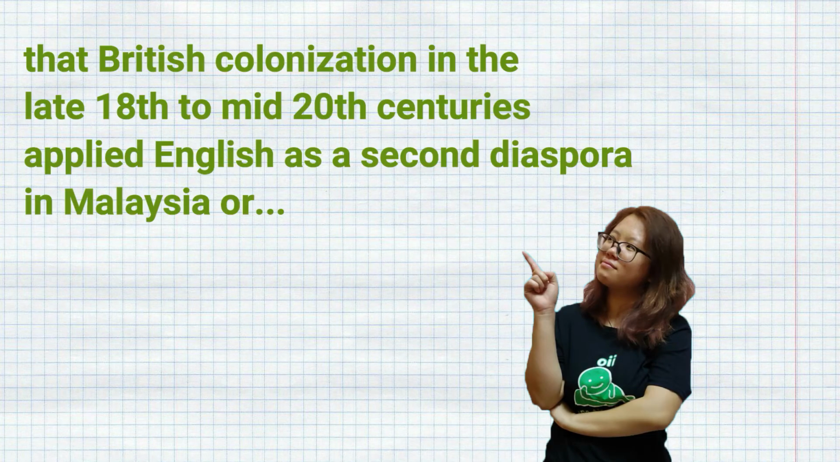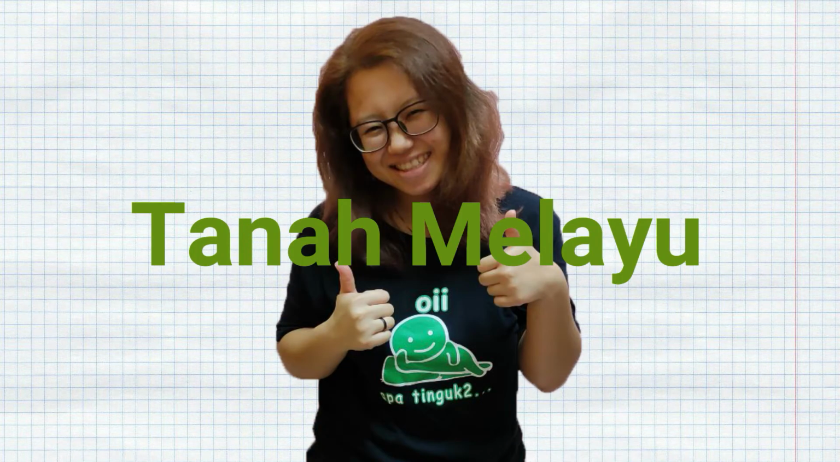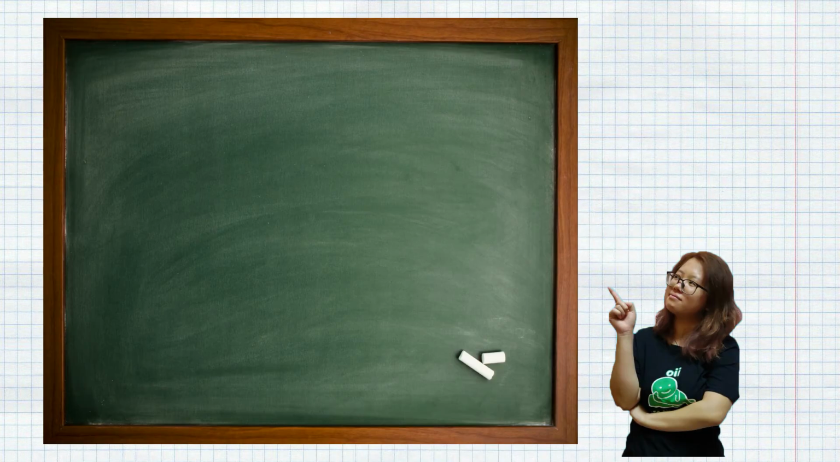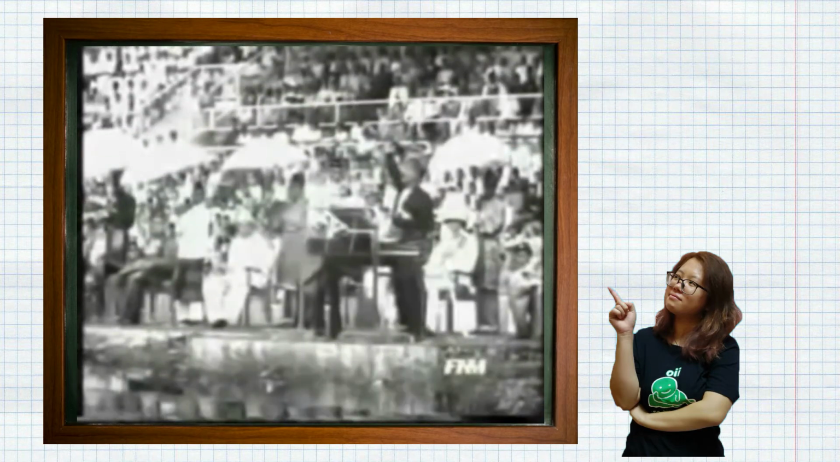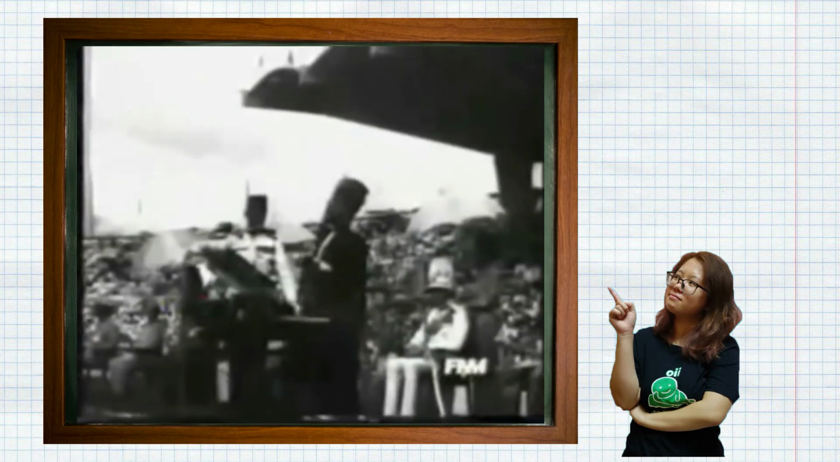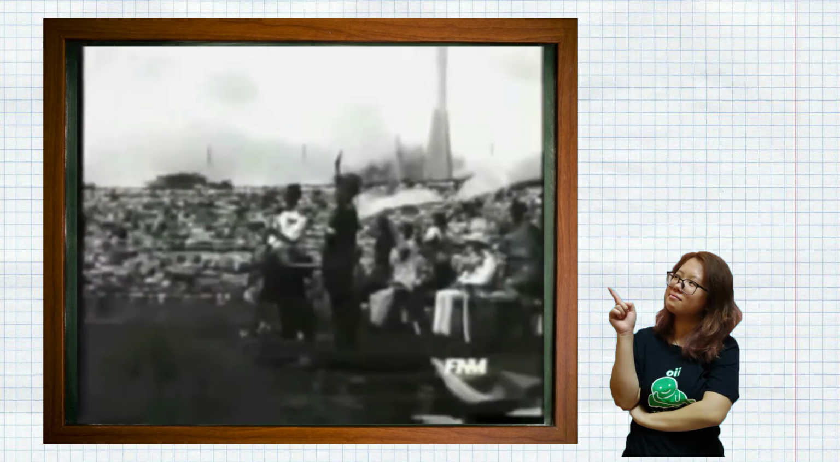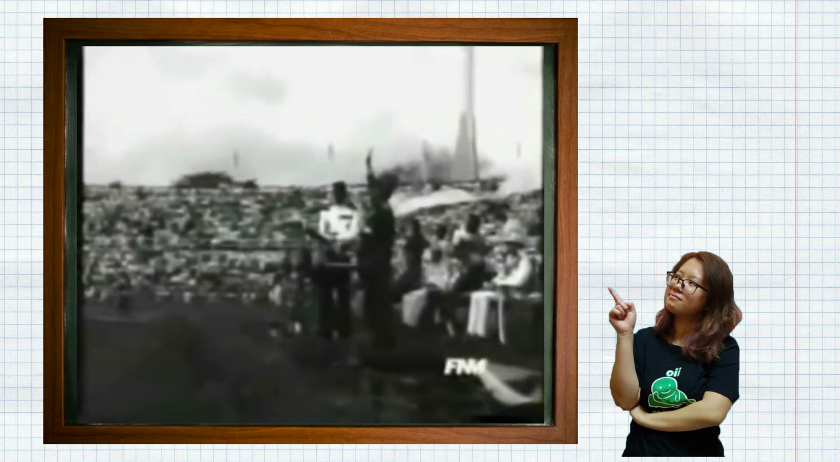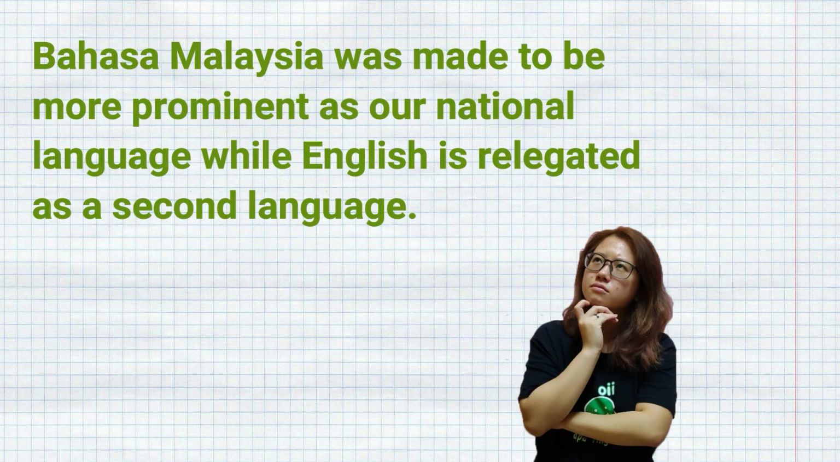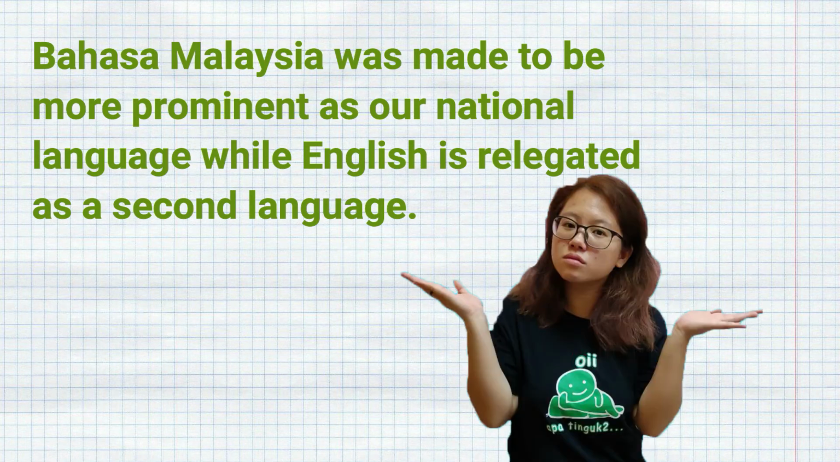We personally find Malaysia to be quite interesting in the sense that British colonization in the late 18th to the mid 20th centuries applied English as a second diaspora in Malaysia, or Tanah Melayu. This continued up towards the point of our independence, which concluded with having English and Malay as the official languages for Malaysia. Thus, to construct a national identity of our own, Bahasa Malaysia was made to be more prominent as our national language, while English is relegated as a second language.